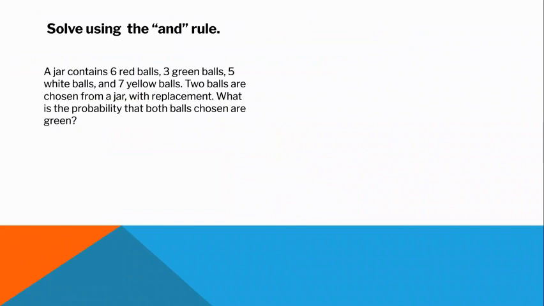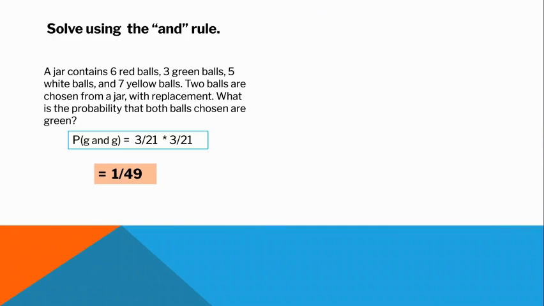A jar contains 6 red balls, 3 green balls, 5 white balls, 7 yellow balls. 2 balls are chosen from a jar with replacement. That means I picked it, I looked at it, and I put it back. What is the probability that both chosen are green? Well, there's 3 green, and there's 21 total. So 3 out of 21 times 3 out of 21 would give you 1 out of 49.